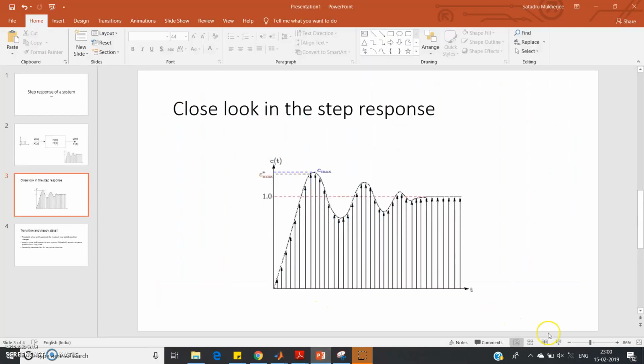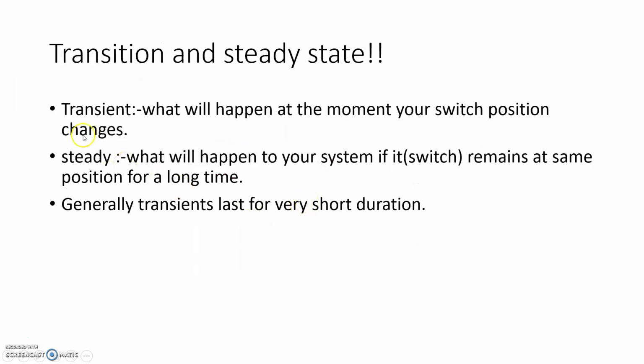Okay. So here are the three definitions I have written. Just basic simple definitions. What is the transient response and what is the steady state response? The transient response is what happens at the moment your switch position changes. Basically, as soon as you change the switch, a certain change in the input will result in the output response known as the transient response. And the steady state is what happens to your system if the switch remains in the same position for a long time. After a long time, the response which you get is the steady state response. And generally, from the discussion it is quite clear, the transient lasts for a very short duration.